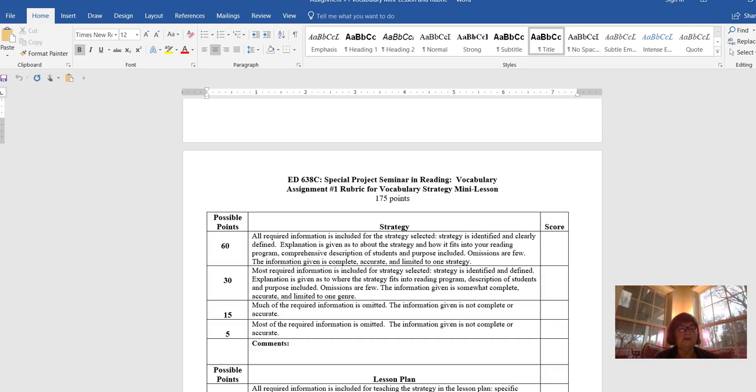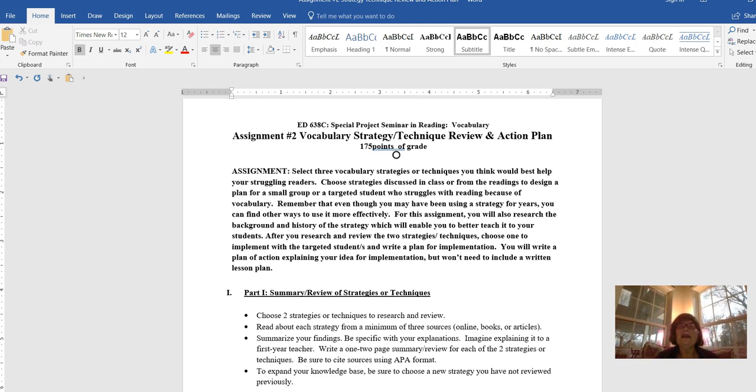Let's look at assignment 2. Assignment 2 is your final project, and you have the last week to work on the assignment and submit it. And in this, you're going to look at 3 vocabulary strategies or techniques or methods that you think help struggling readers. So this is specifically for struggling readers. And then you're going to share information. You're going to choose the strategy from class, from reading, any place that you find that will give you some good ideas from other text. And then you're going to think of a targeted group of students who struggle with reading specifically because of vocabulary.